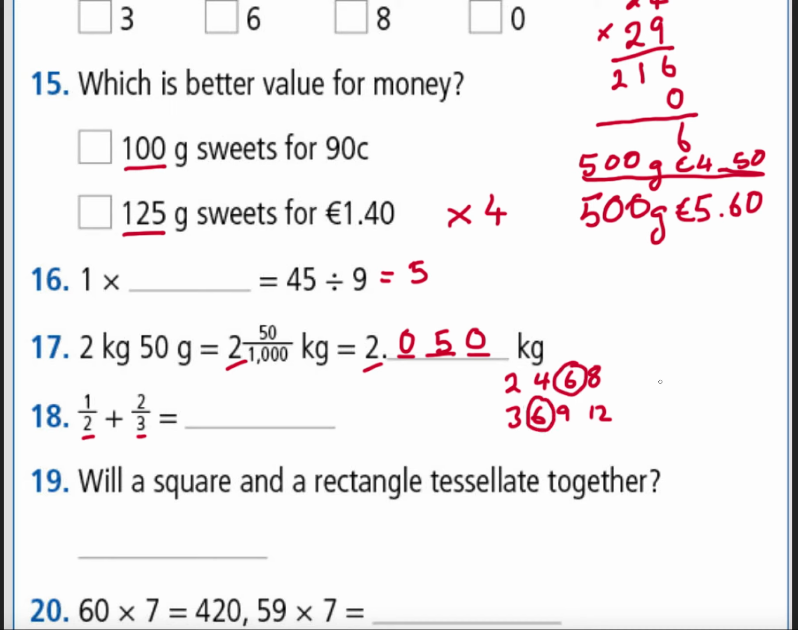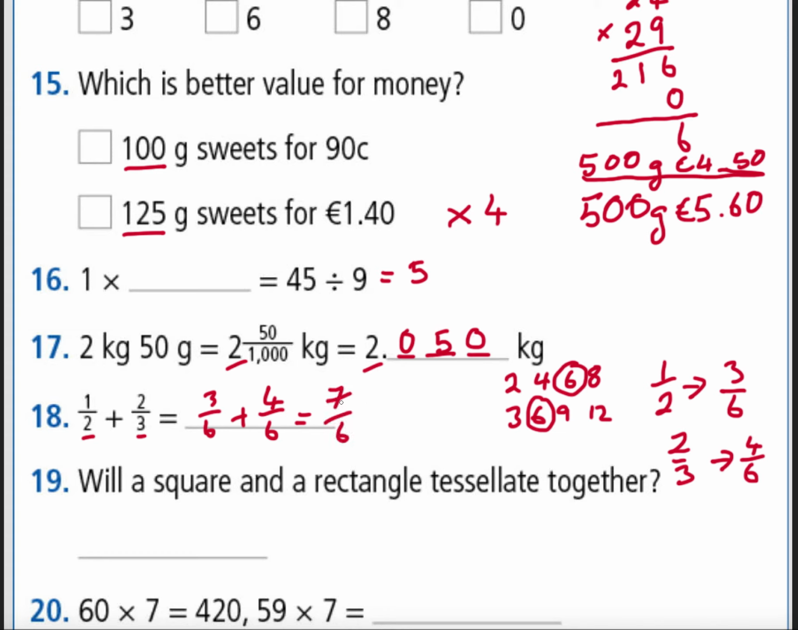So first of all, I want to change a half into sixths. So to do that, to the bottom I have to multiply by 3, so I'm going to do the same on the top, and I'll get 3 sixths. So that's equal to 3 sixths plus, and for 2/3, if I want to change that into sixths, on the bottom I'm multiplying by 2, so I do the same on the top, and I'll get 4. So this is 3 sixths plus 4 sixths, and that's equal to 7 over 6.